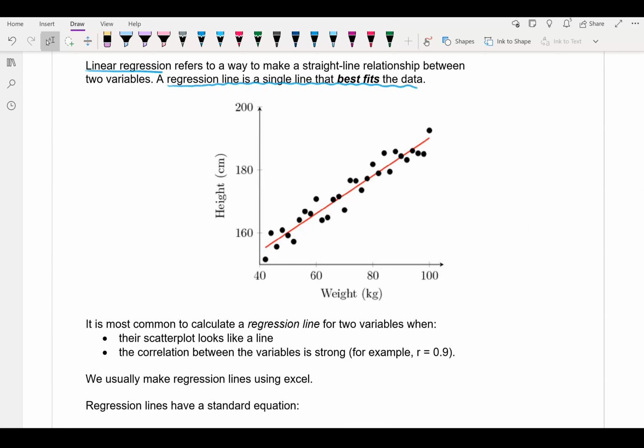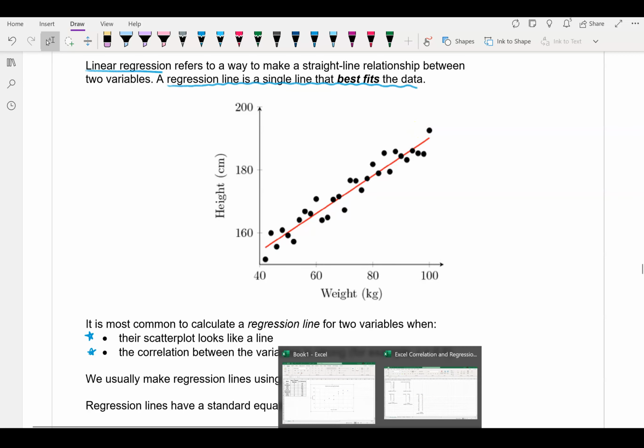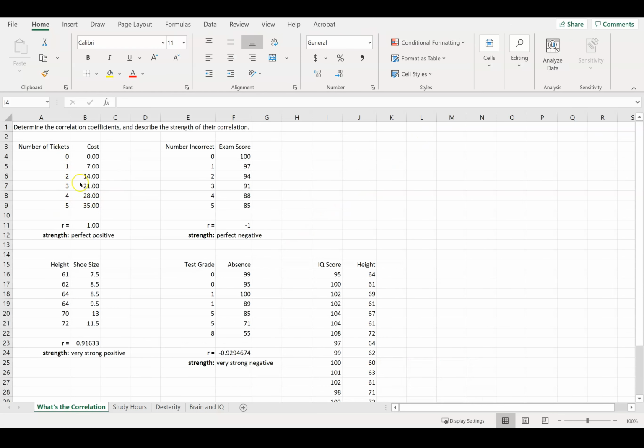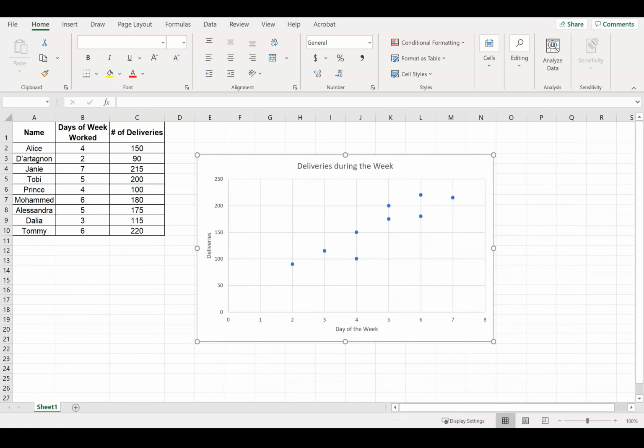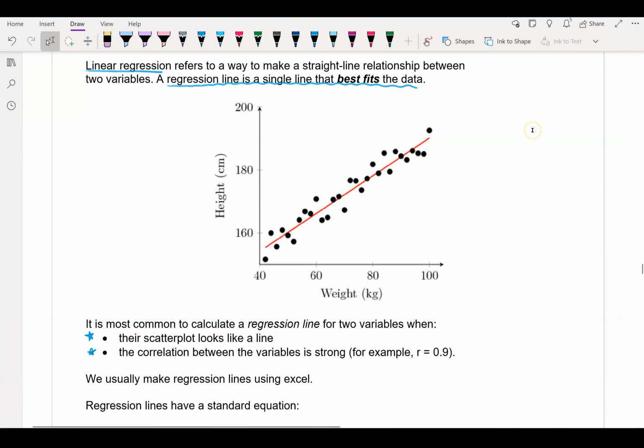So it's most common to calculate a regression line for two variables when, first, their scatter plot looks like a line, or close to one, and second, their correlation between the variables is strong. For example, R is 0.9. So that's what I did in my Excel example. In the Excel example, let's see if I have it. Okay, here we go. So yeah, we didn't know much about the data. We couldn't see the data, but we had our correlation coefficient. We talked about the strength, and then I made the graph because I saw that the correlation was pretty high.